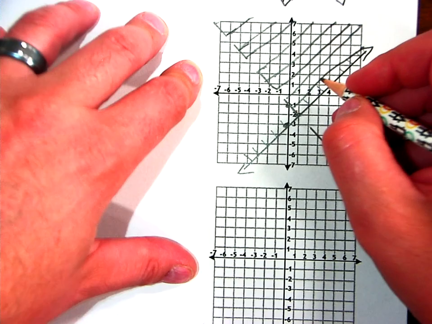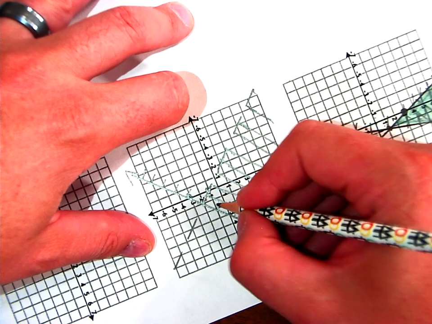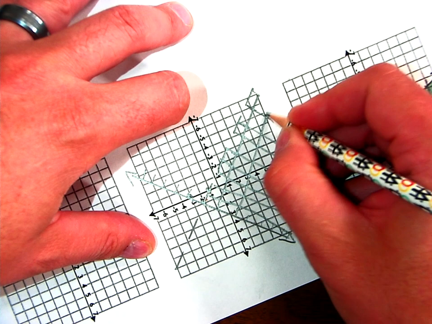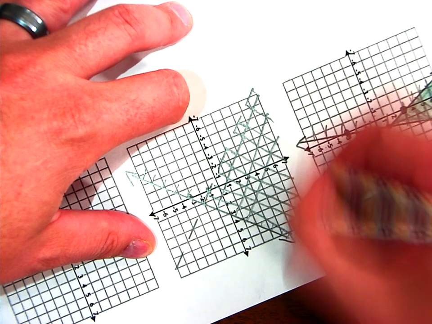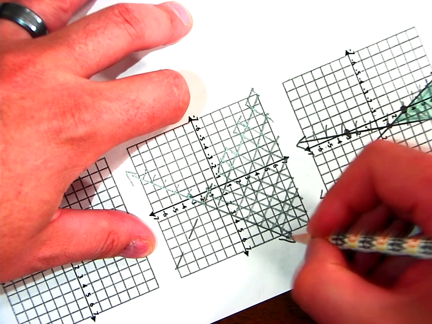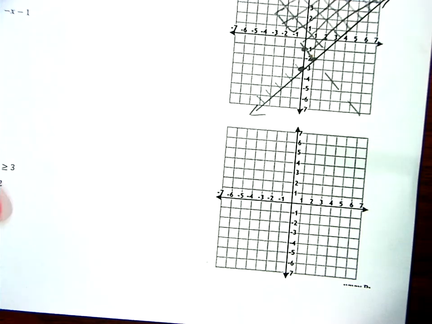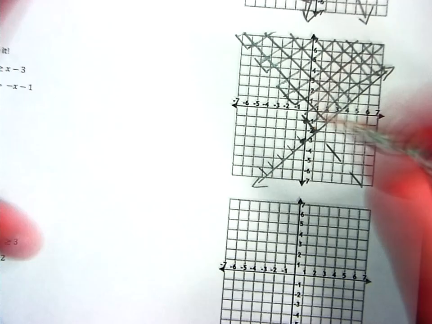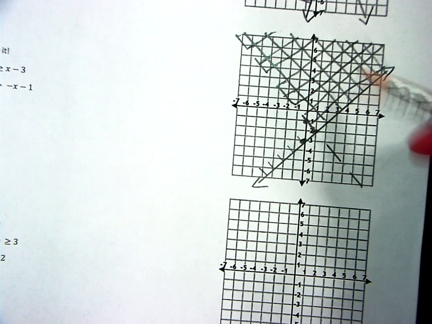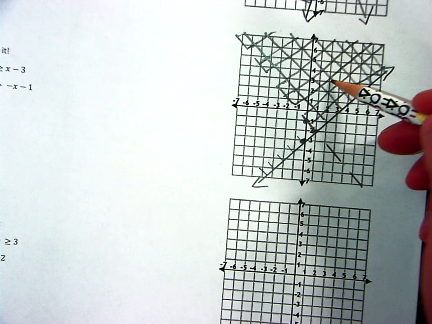So then, where the lines cross, what's the word I'm looking for? Intersect, cross. I had a different word last period and I forgot it now. If you don't want to have a highlighter, that's perfectly fine. I believe there's a question on your test that'll be like this, and it'll say, is 2, 3 a correct solution to this? Is 2, 3 in the shaded area?